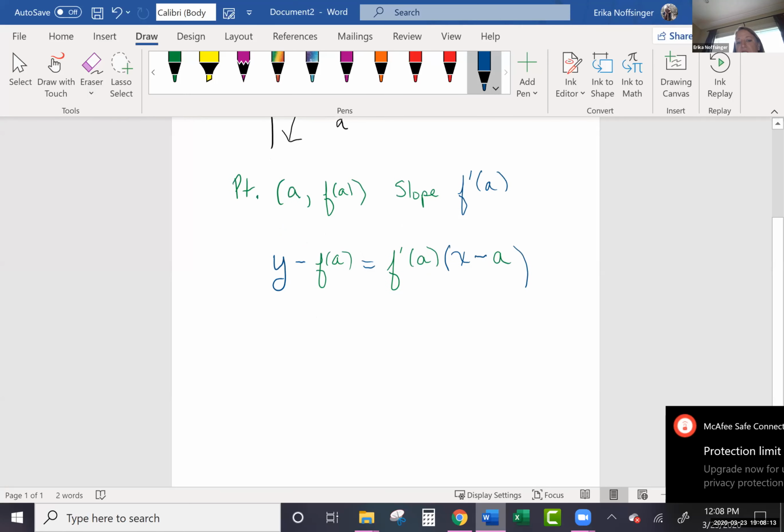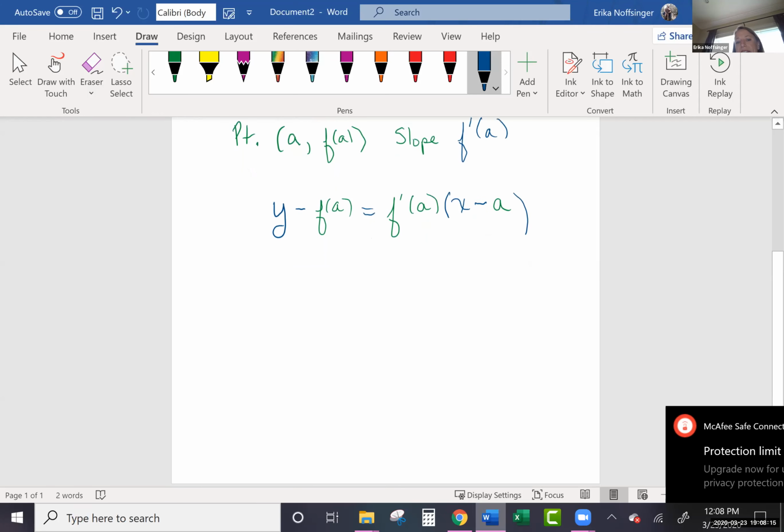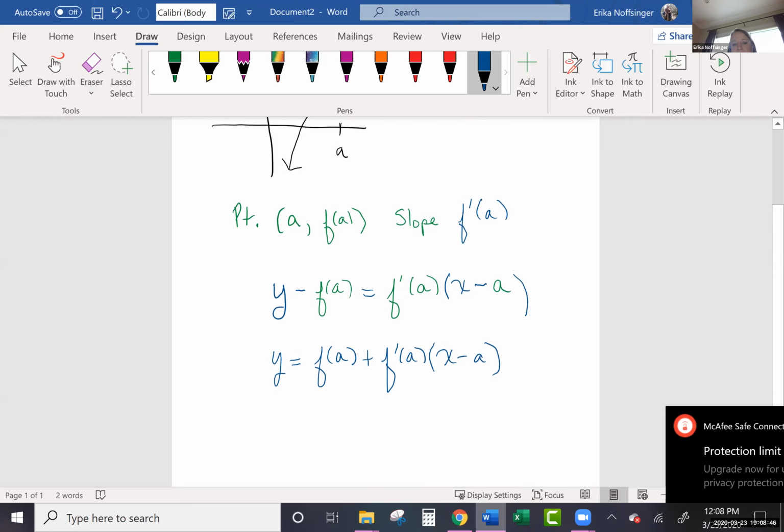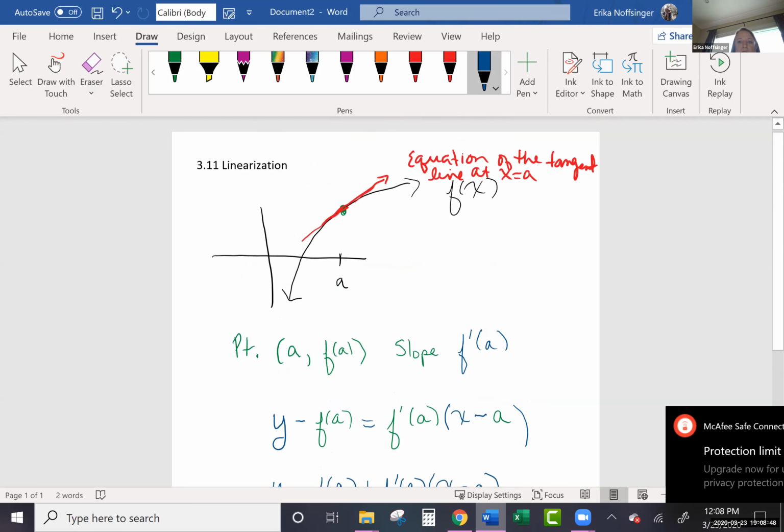Let's look at this and get y by itself. We can add f of a on both sides of our equation. So y is equal to f of a plus the derivative, or slope at a, f prime of a, all times x minus a. And so this was the equation of our tangent line at some x value equals a, if it was differentiable there.